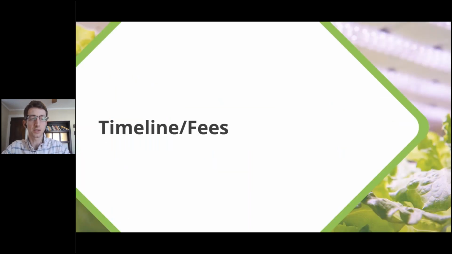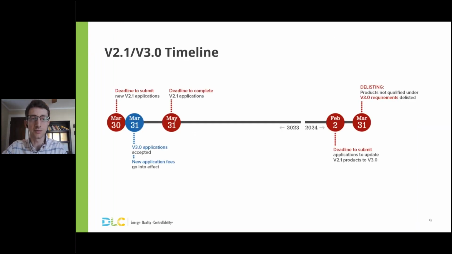Now I'll just go into the timeline and fees. So here you can see the version 2.1 and version 3.0 timeline. The start of the timeline is on March 30th, and that is the last day to submit an application as version 2.1. Starting on March 31st, only 3.0 applications can be submitted, and the new application fees go into effect. On May 31st, that's the deadline to complete 2.1 applications. So applications that have been submitted on the 30th of March or prior, they have until May 31st to complete their review.